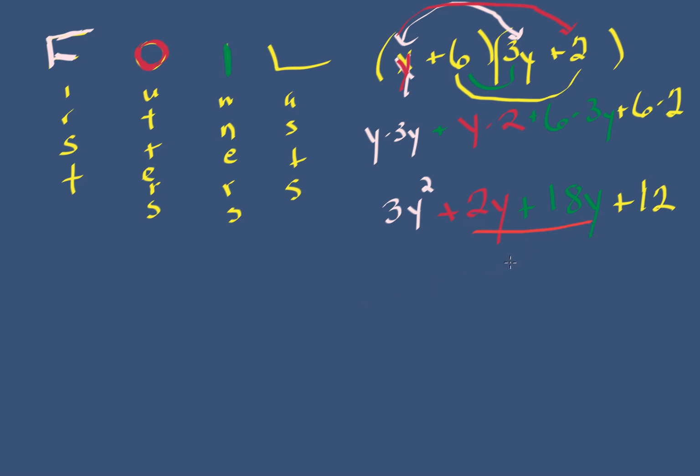Those two things are like terms, so we're going to put them together. 2y plus 18y is 20y. And then we just bring everything else down. 3y squared plus 20y plus 12. We're all done. That's FOIL. So you do that a few times, and then we move on.